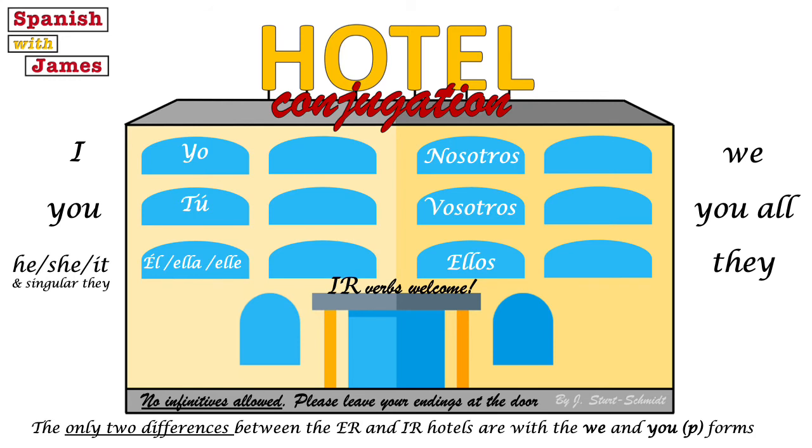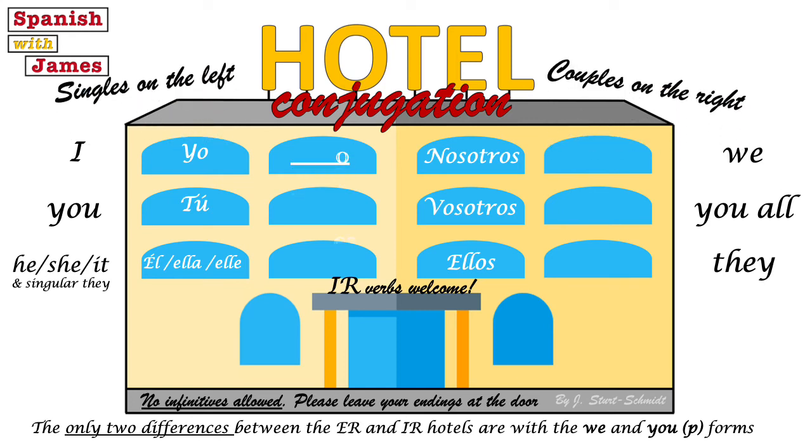The rest of the endings stay the same, so we have singles on the left again, couples on the right, o, es, e, exactly like the ER ones, and this is where the differences are. Instead of emos with an E, we have imos, and instead of éis, we have ís. And then the final one is exactly the same as it is for ER verbs, en.